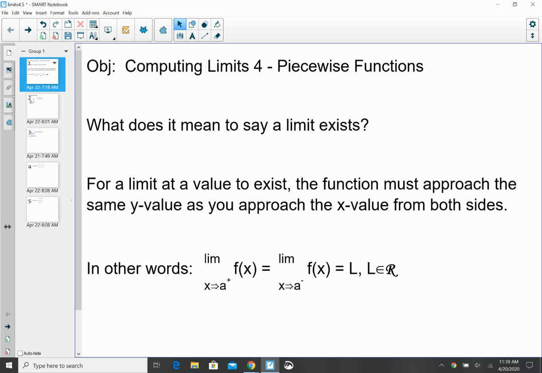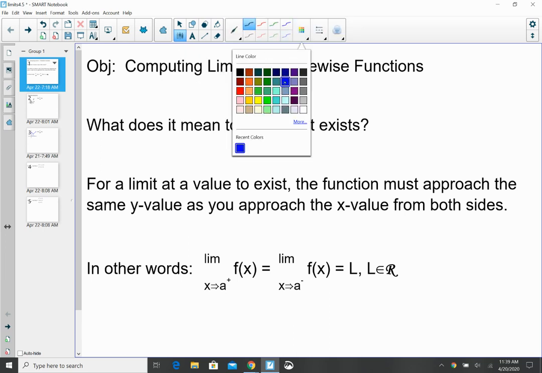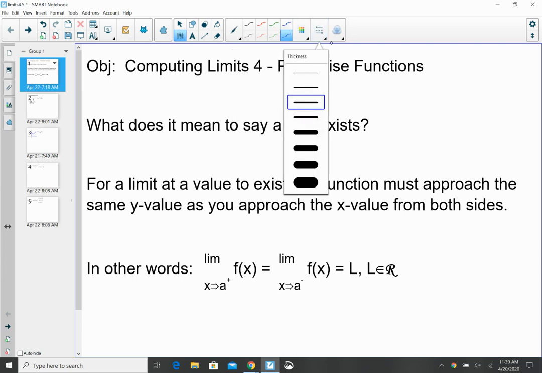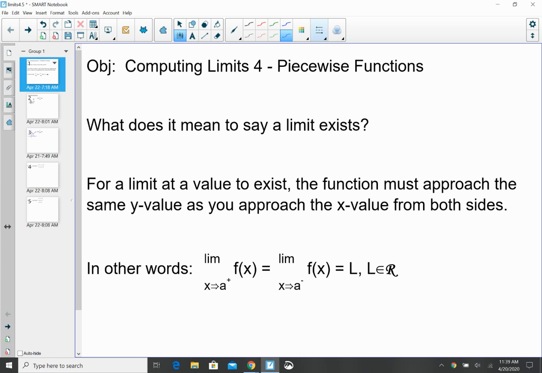Now, the terminology for that, or the notation, is right here as follows. As you approach a from one side, with the plus sign, remember that means from the right, and as you approach a from the other side, that's the left, that's with the minus sign, you get to the same value. Now, I got a little fancy at the end here, and what this is saying is that the number L is the limit.